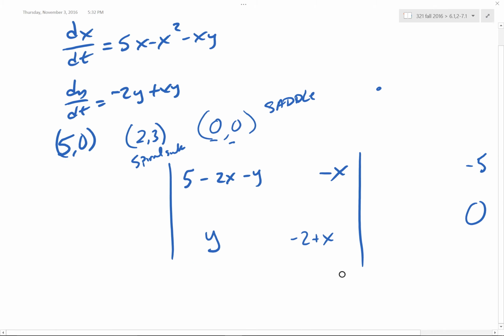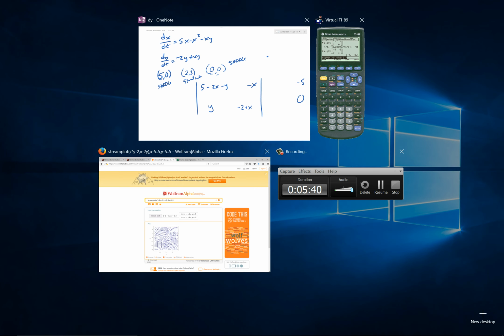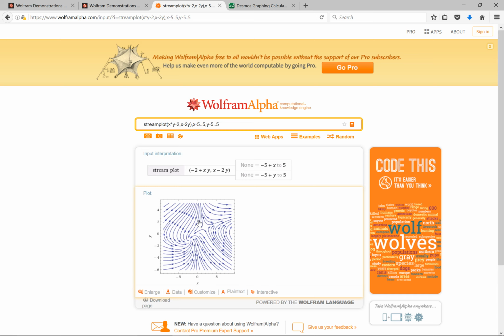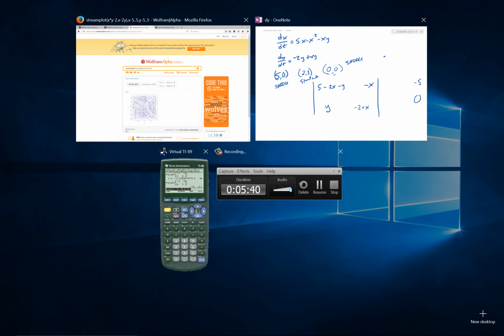Another saddle. Okay, and again, let's try it this way. I don't know if I can make it work or not. This is too much. It's too hard. Alright, so what do we got here?